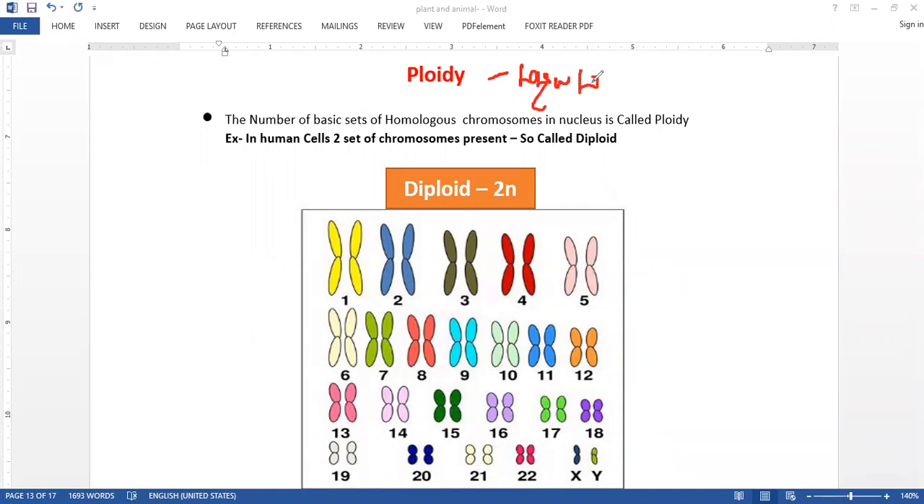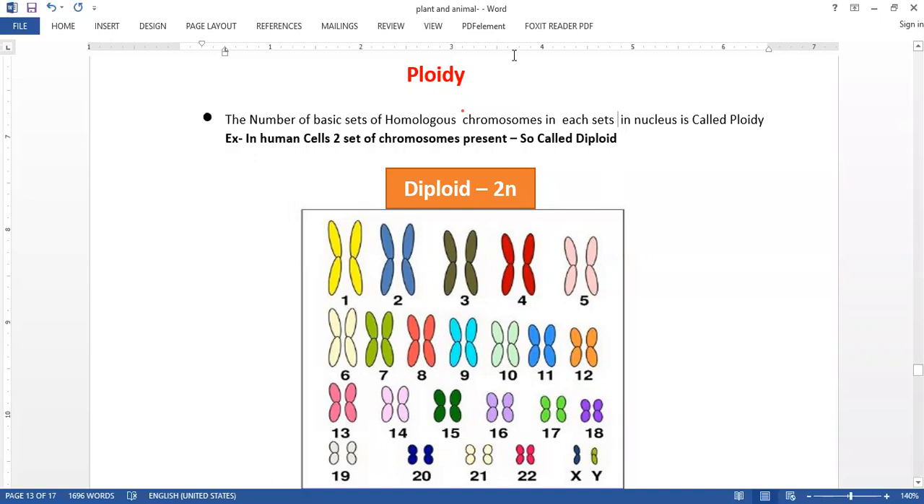Look, the definition for ploidy is the number of basic sets of homologous chromosomes. The number of basic sets of homologous chromosomes, or you can say chromosomes, in the nucleus is called ploidy. The number of sets of chromosomes in the nucleus, the number of basic sets of chromosomes in each set in the nucleus, is called ploidy.